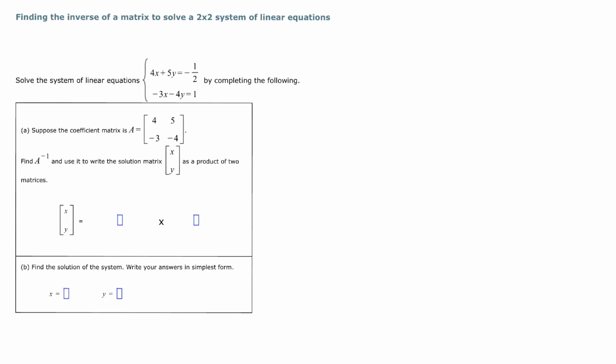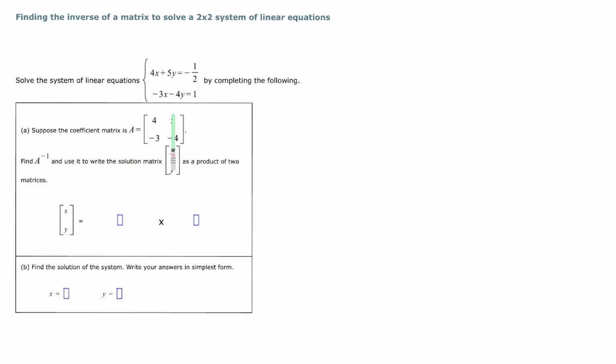So why would anybody find the inverse of a matrix? Well, one application involves solving systems of linear equations. Here is a system, 4x plus 5y is equal to -1/2. And you know that graph's a straight line. Here's another straight line, -3x minus 4y equals 1. I want to go ahead and use matrix multiplication to try to solve this system.